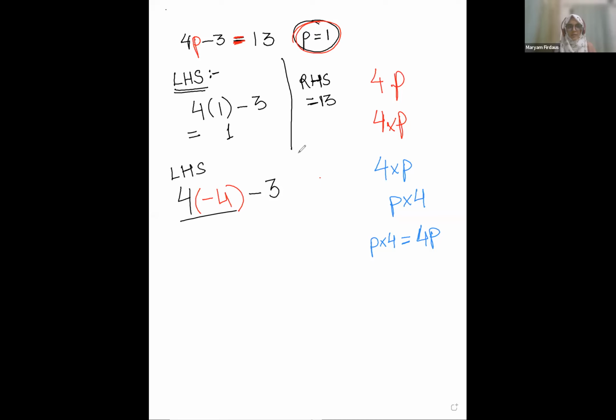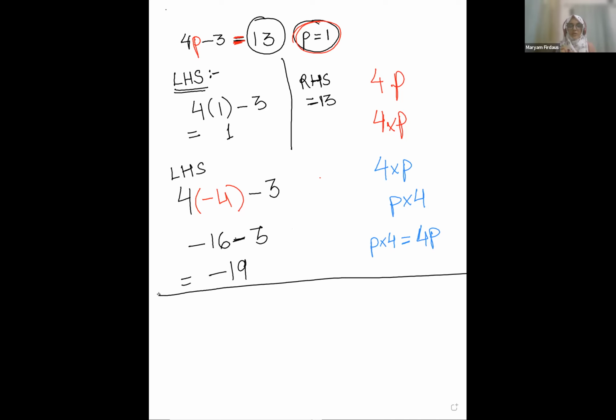No, this one will be minus 16, right? So this much is minus 16. Then what is after that? Minus 16 after that? Minus 19. Yes. Minus 16 minus 3, and that is equal to minus 19. And the RHS is 13. So again, they are not equal. So it does not satisfy the equation, or you can say it is not a solution.